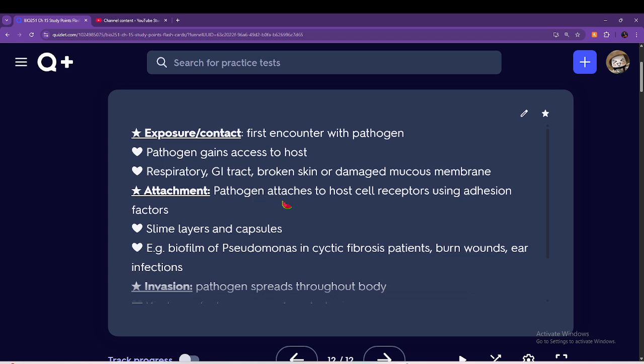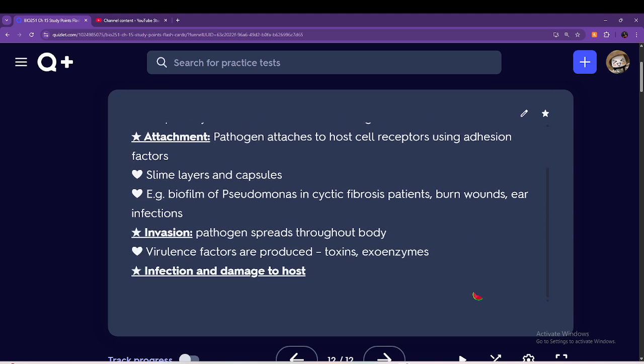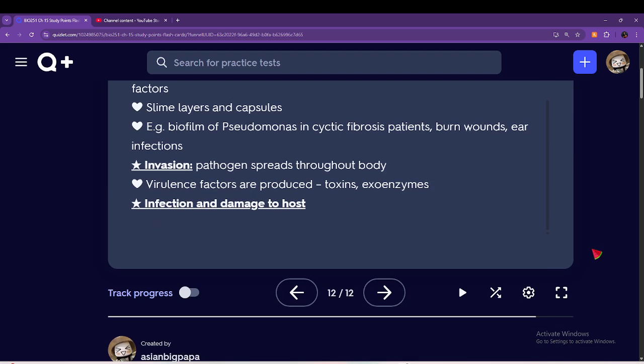Attachment. Basically, this is how the pathogen, even after it enters, attaches to one of our host cell receptors, and then they use adhesion factors like biofilm or slime layers and capsules to attach to the host cells. An example of this is a biofilm of Pseudomonas in cystic fibrosis patients, burn wounds or ear infections. Invasion. Pathogen spreads throughout the body, so virulence factors are produced, either toxins or exoenzymes. And infection and damage to the host. And then that's it.